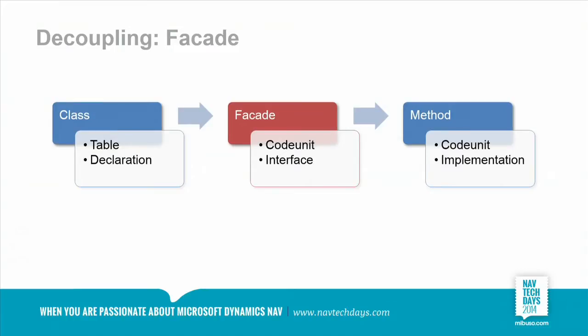So that's what it looks like. You don't connect the class directly to the method, but you have a facade in between. There is no content code in that facade; it does nothing else but know where this method is implemented. So it only finds the codeunit that actually implements the action, the method that you want to execute from the class.